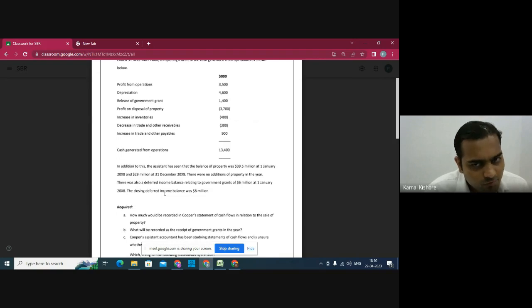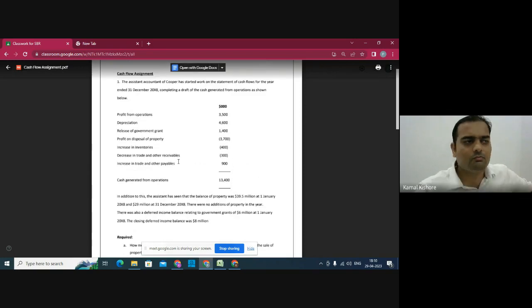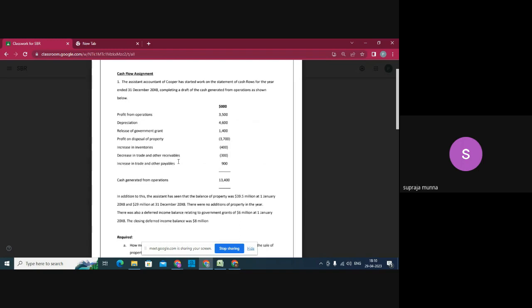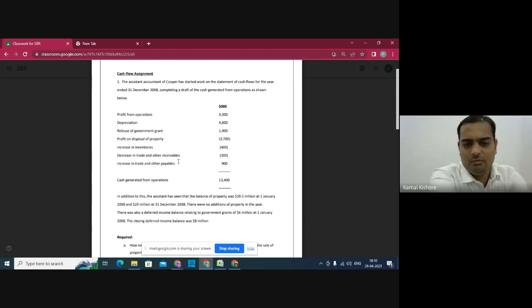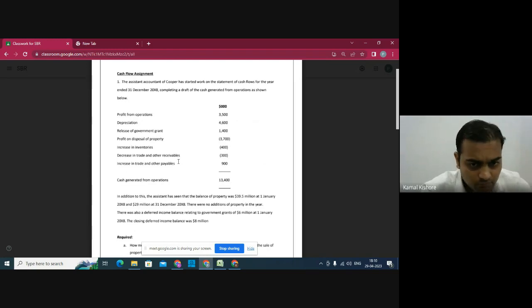Okay, profit on disposal of property. That minus 3,700, is that correct? Because this is a gain that is included in the P&L. Now we are reducing it. Yes. Okay, fine. I'll come to the government grant part. Increase in inventories, is that correct?